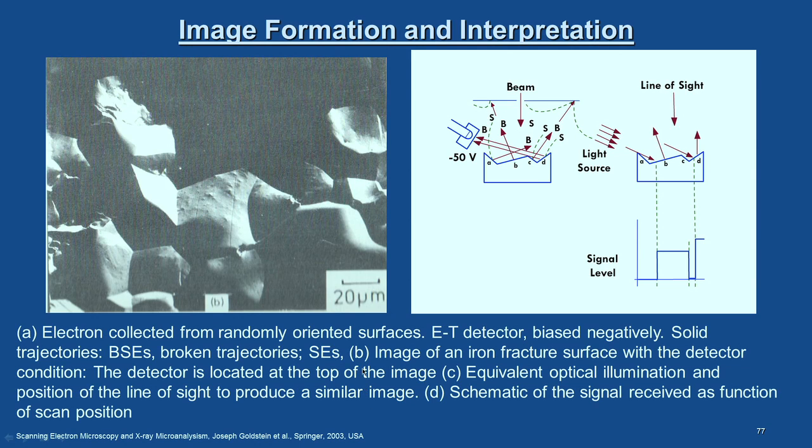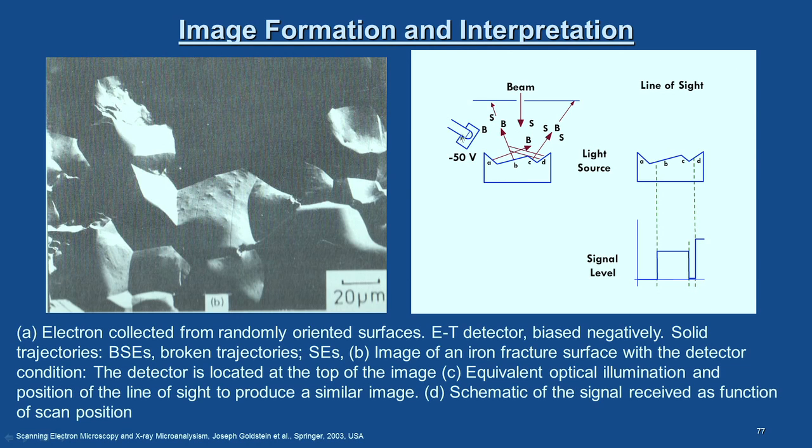Now, what I am going to show here is, look at this micrograph and the corresponding schematic, where we are going to demonstrate how the ET detector behaves when operating at two different potentials. One is a negatively biased potential, another is a positively biased potential. The image which you are seeing is a fracture surface, that is, the electrons collected from the randomly oriented surface. That is why you have all these facets in the fracture surface, and we will first look at the details here.